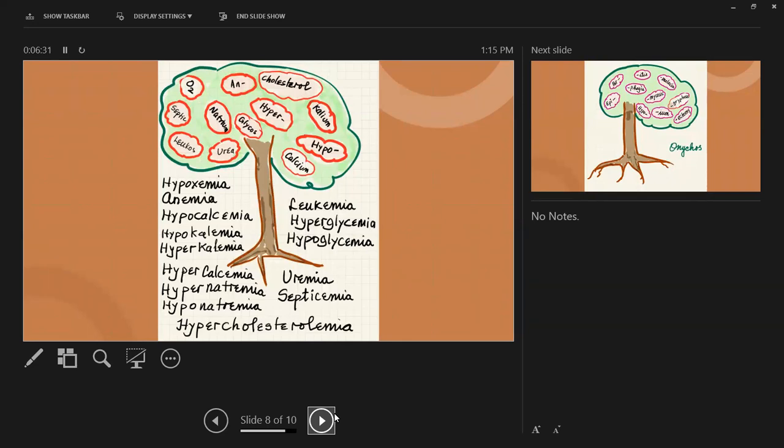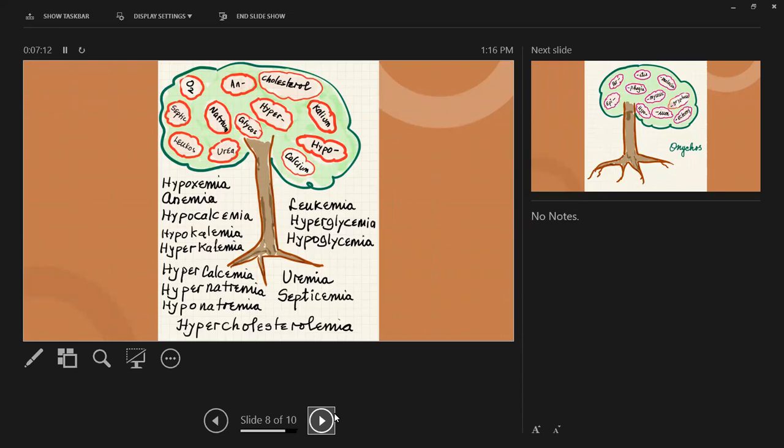Here we have emia. Emia means blood condition. Oxy is oxygen. Septic means bacterial infection. Leuko is white. Urea is urea. Natrium is sodium. Glyco is glucose or sugar. Hyper is excessive. An is without. Cholesterol is cholesterol. Kalium is potassium. Hypo is below, and calcium is calcium.